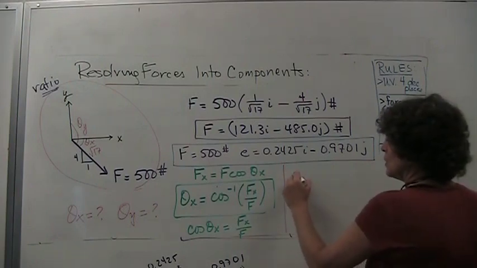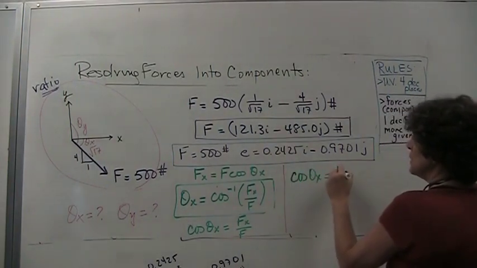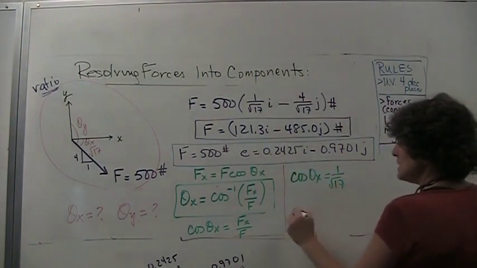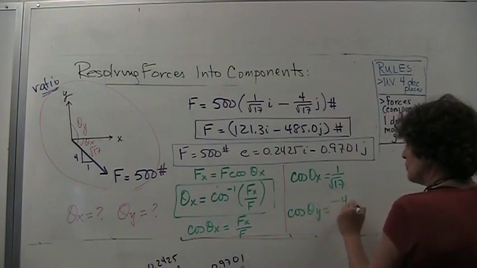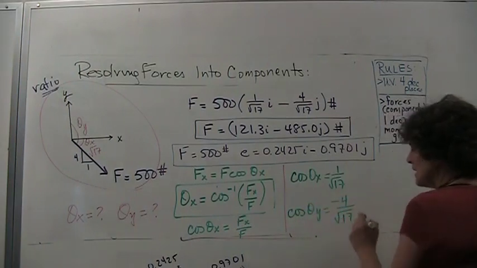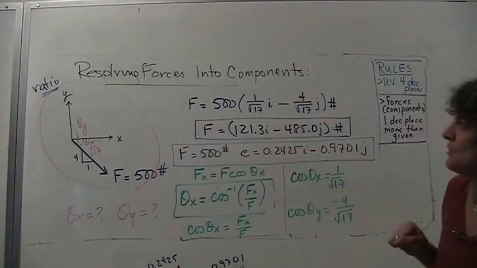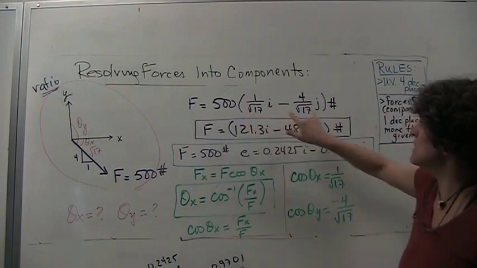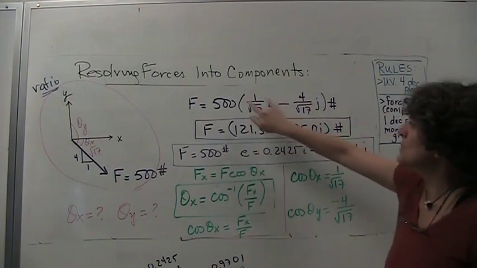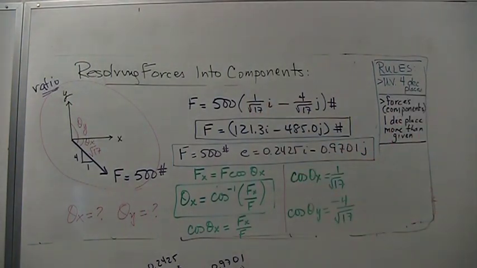So the cosine of theta x is really just equal to 1 over radical 17, and the cosine of theta y is equal to negative 4 over radical 17. And that makes sense too, because remember, when we did have the angles, this area right here would get the cosine of theta x, and this would get the cosine of theta y. So isn't this just another way of expressing theta x?